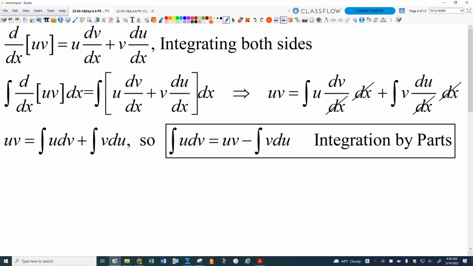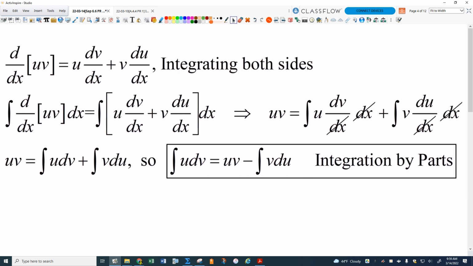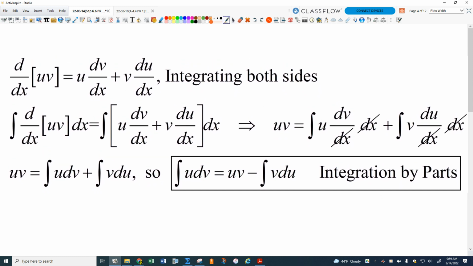Okay, so on to today. We're going to look at a new technique. This is kind of our first advanced technique of integration. And let me label this. This is what we call integration by parts. What integration by parts does is it takes advantage of the product rule for derivatives, okay?